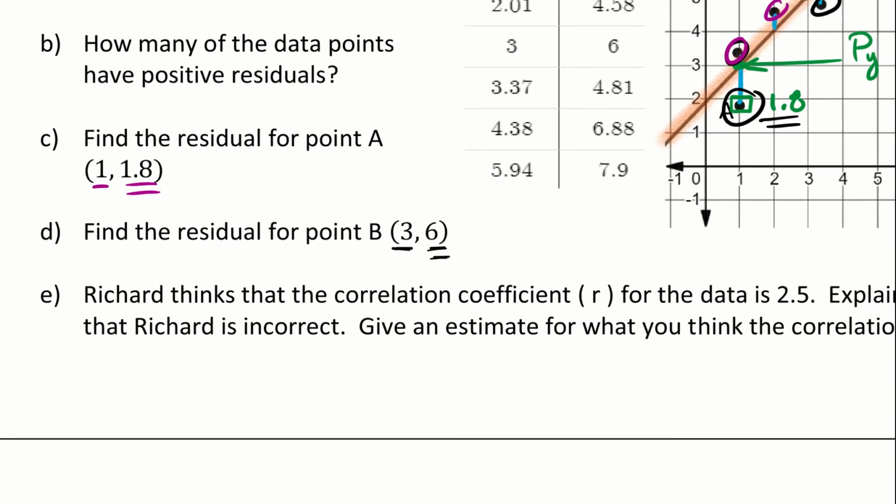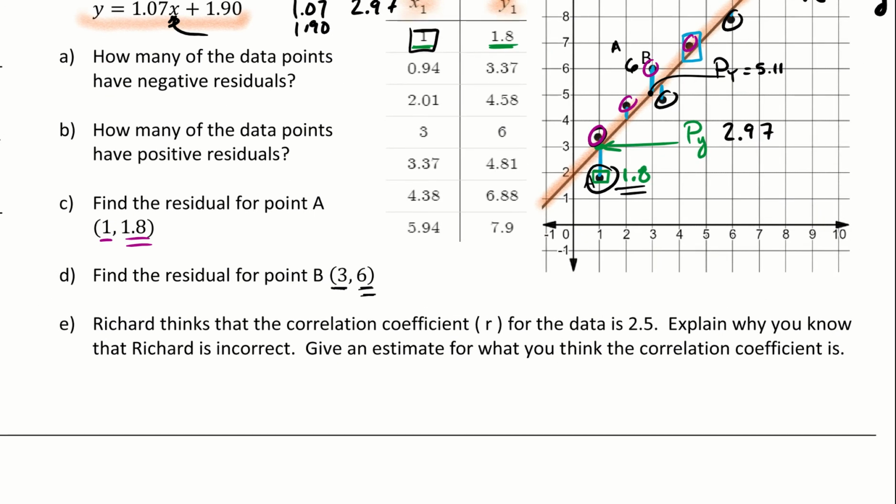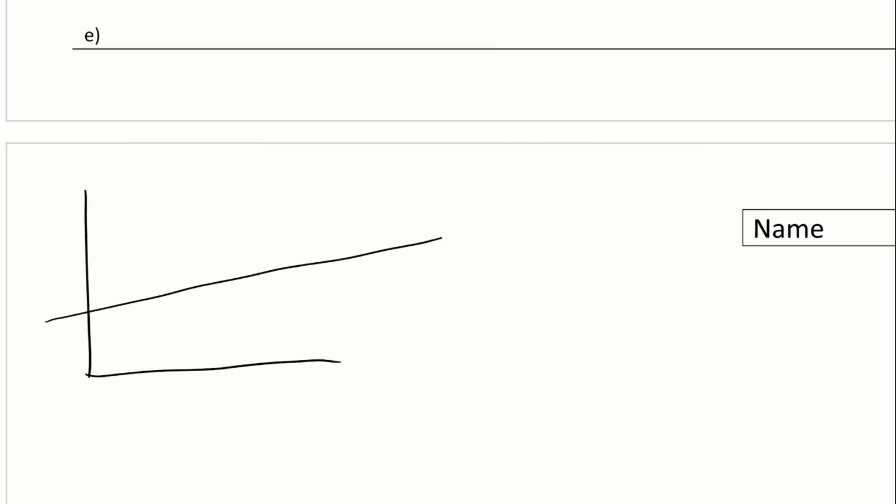And then the final question says that Richard thinks that the correlation coefficient R for the data is 2.5. Explain why you know that Richard is incorrect. So let's stop right there first. Richard's incorrect because correlation coefficients range between +1 and -1. Just as a reminder, if you have a data set with some slope, and all of your data points are perfectly on a line, like if you took a function, created a data table, and then plotted those points, you're going to get all the points living exactly on the line. Your correlation coefficient R here is going to equal exactly 1.